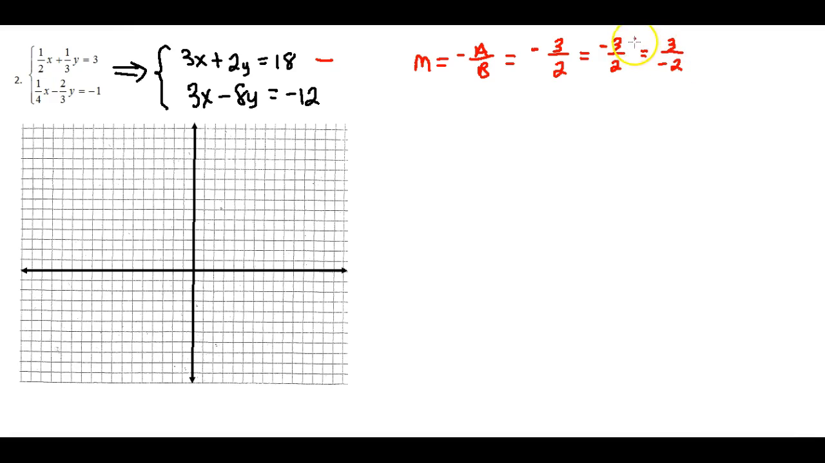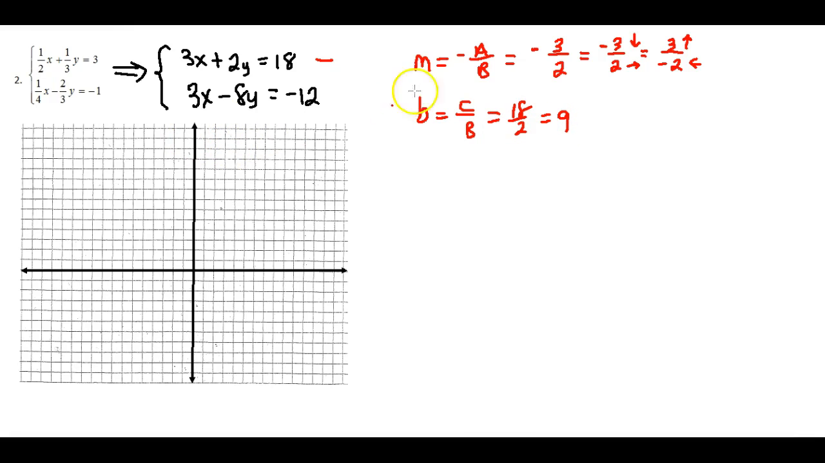And of course that's important to us because -3 tells us to go down 3 units, and 2 tells us to go to the right 2 units to find another point. +3 tells us to go up 3 units, and -2 in the denominator tells us to go to the left 2 units to find a point. Now the corresponding y-intercept for this will be c over b, or 18 divided by 2. And of course 18 divided by 2 is 9.